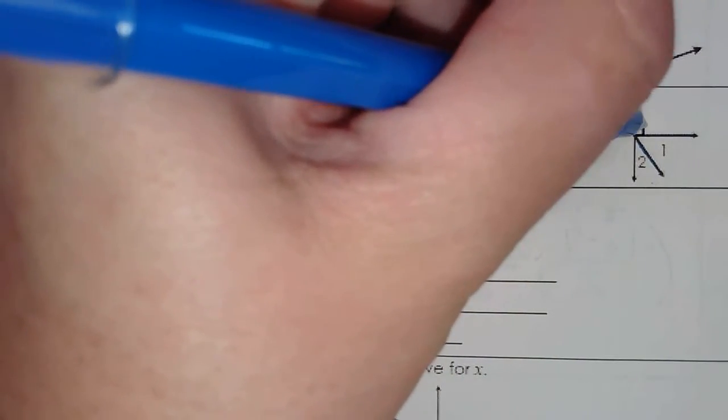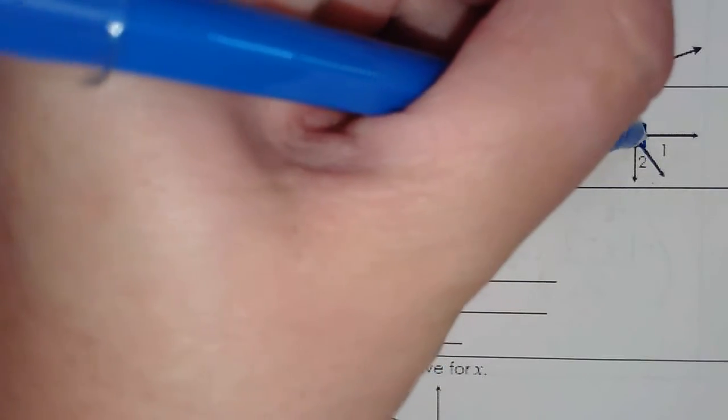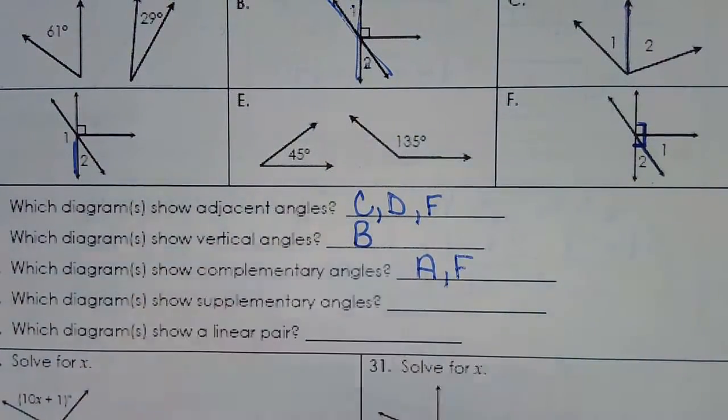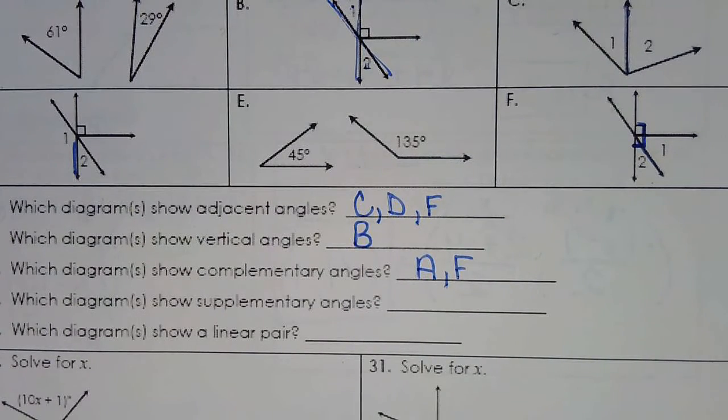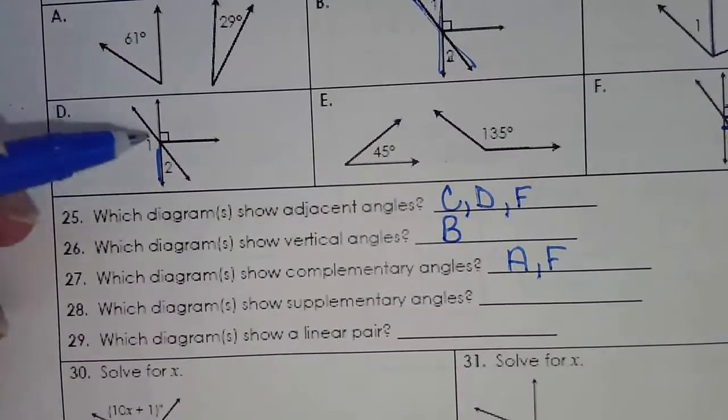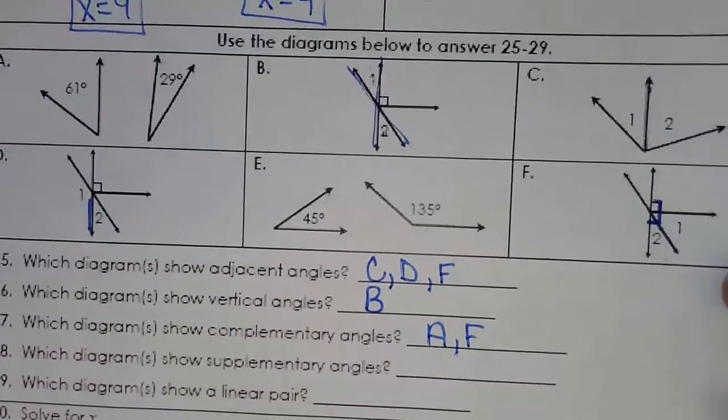And then F is being tricky. See that little box right there? If there's a box right there, that means there's a box on the other side as well. So F would also be complementary. That little box is going to be your red flag. And especially because they're right next to each other. We're going to talk about D here in a second, right now, actually.